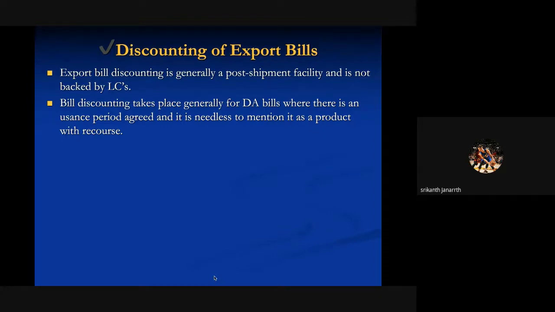So what do you mean by recourse? Meaning when they discount it, they always discount with recourse. That means in the event of the importer not paying at maturity, the bank will recover the funds from the exporter. That means the bank is saying, we are giving you a facility with recourse. That means we can come back to you in the event the importer doesn't make the payment on the due date. That is called with recourse. So discounting is always with recourse.